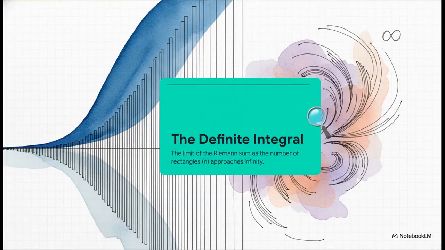And this leads us to the ultimate endgame. What if we could use an infinite number of rectangles? Well, that is precisely what a definite integral is. It's defined as the limit of the Riemann sum as n, our number of rectangles, heads off towards infinity. This is the moment where approximation becomes pure exactness.